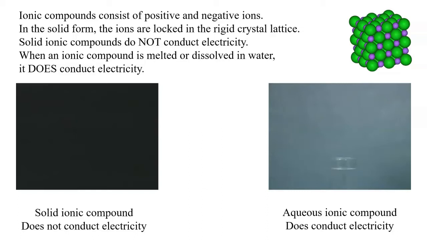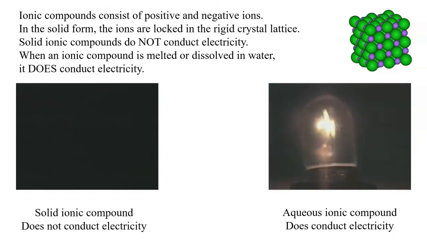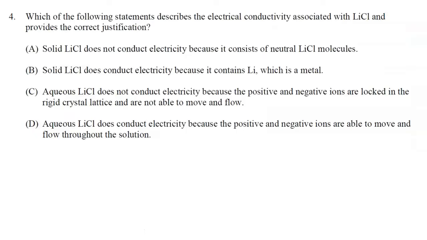So here is what happens when you check for conductivity with an ionic compound dissolved in water. Aqueous sodium chloride lights the bulb brightly. Sodium chloride is a strong electrolyte. So now we have these four choices.